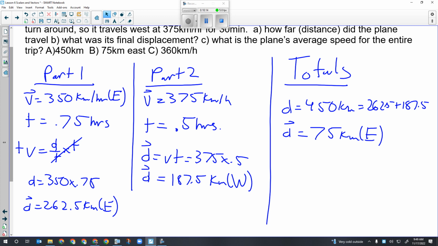And average speed. Okay, did I already do most of the work to calculate average speed? Because I already have the total distance. That's what part A asked me to calculate. So to calculate average speed, I'm going to take my total distance, which I already did all the work for, 450 kilometers, and divide it by the total time. 0.5 hours plus 0.75 hours is 1.25 hours. Okay, if I divide those two things, I should end up with 360 kilometers per hour.